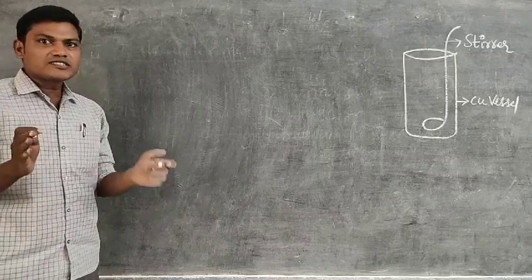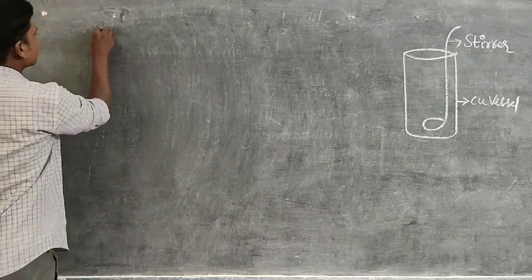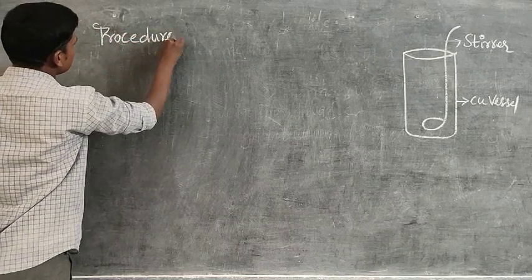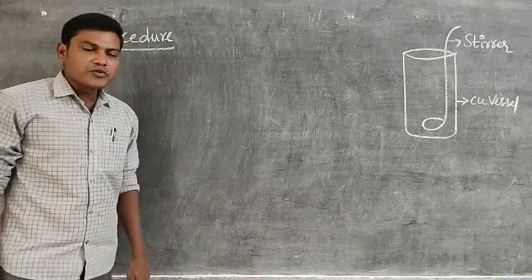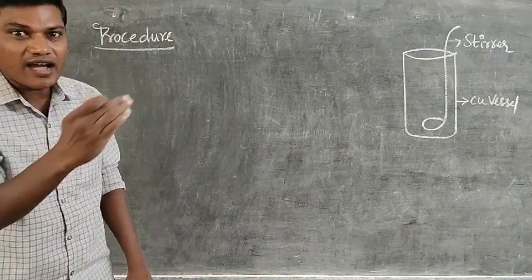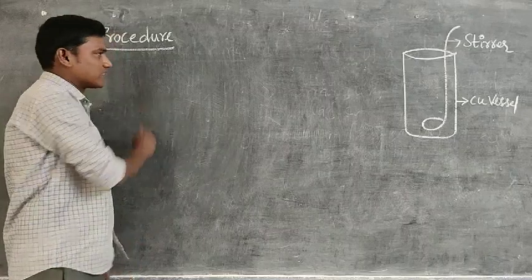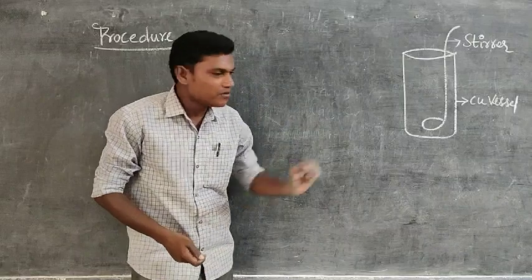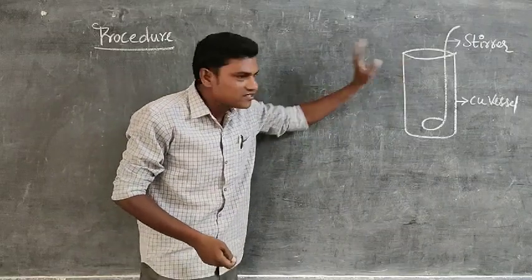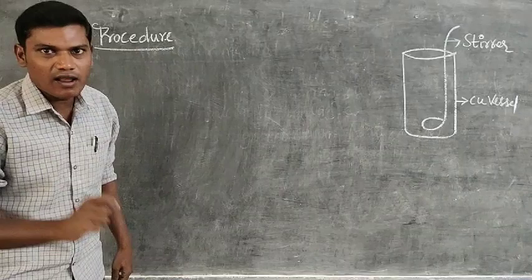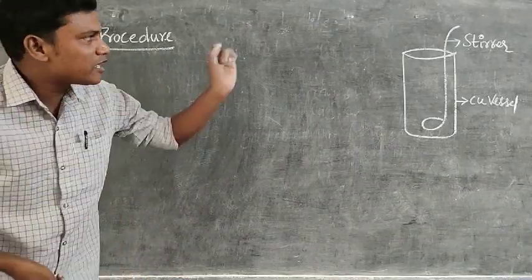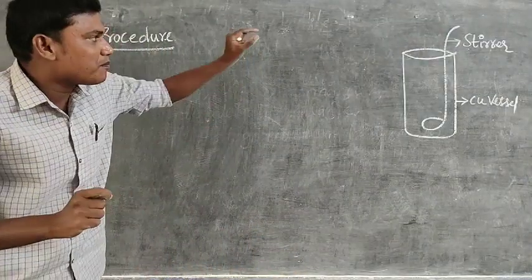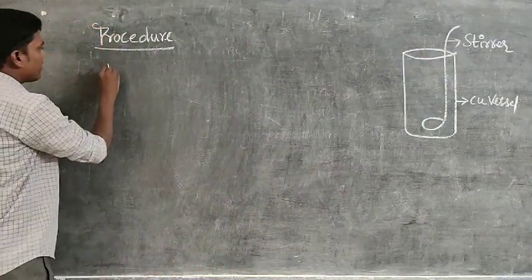Now what is the procedure that we discussed? Procedure means the way in which we can do the experiment. Now come to that. First of all, listen very carefully. We take an empty calorimeter along with the stirrer and measure its mass and note it as M1.